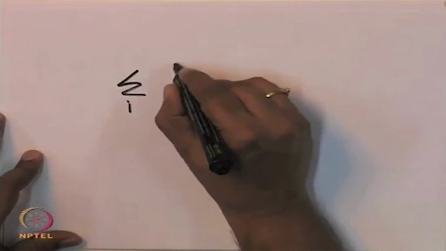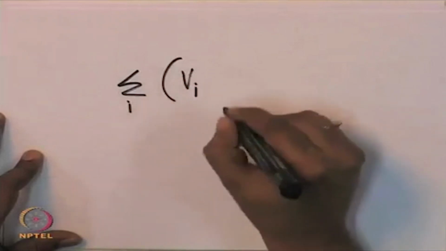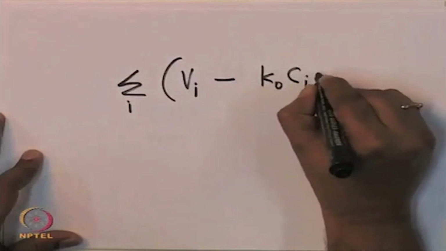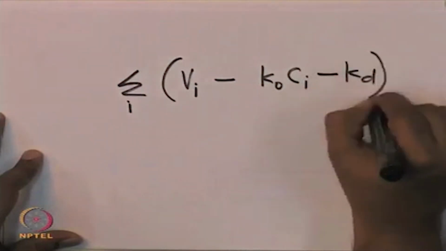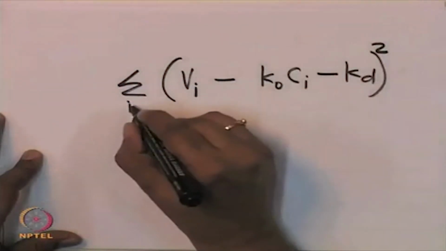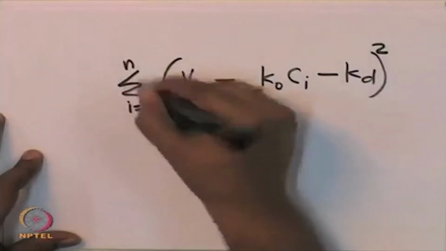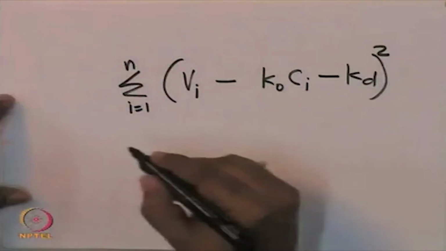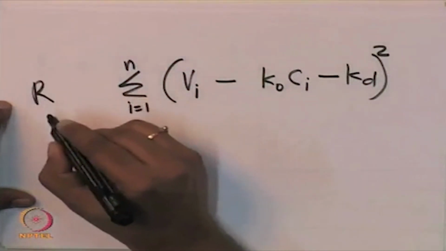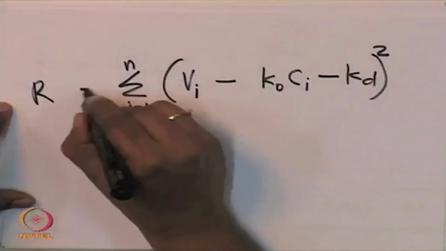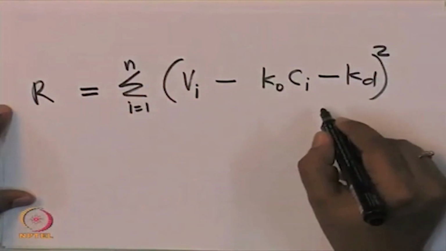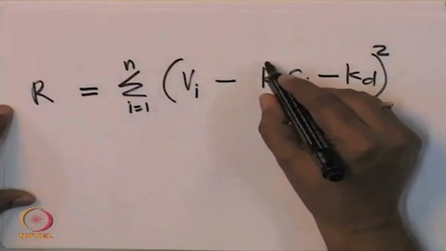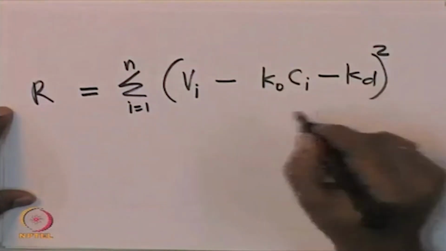That means, we minimize the sum over i of the experimentally measured Vi minus the theoretical Vi we get from the best fit, the difference squared, for i equal to 1 to n, where n is the number of data points. Let me call this function R. So, if we minimize this function R, we get this value for k0 and kd.